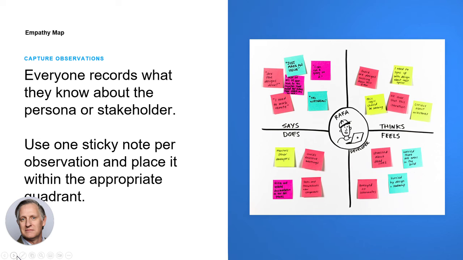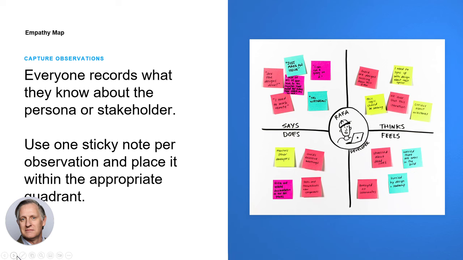Next, capture your observations. Everyone records what they know about that persona or stakeholder. You ideate silently. Use one sticky note per observation and place it within the appropriate quadrant. Don't get hung up on whether your idea or your observation is a says or a does or a thinks or a feels. It's not that important, and you can certainly move it around.